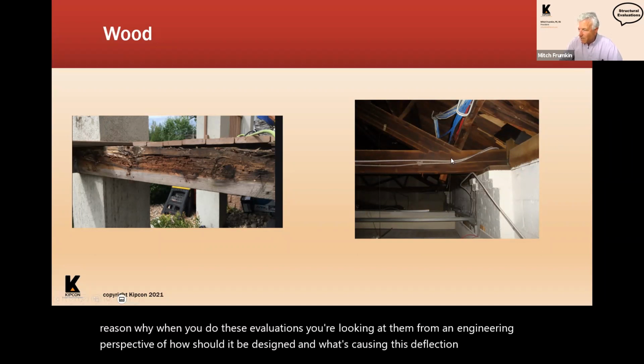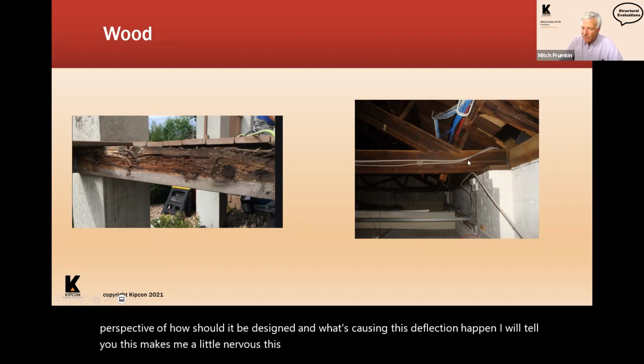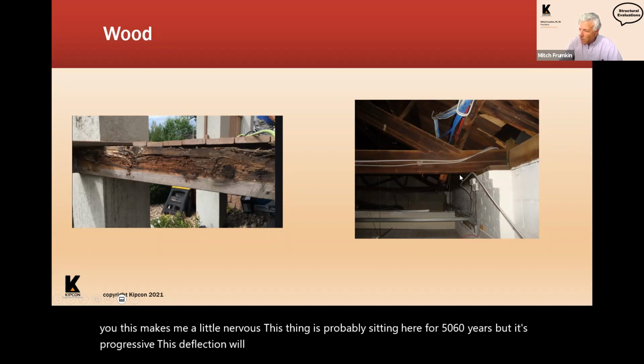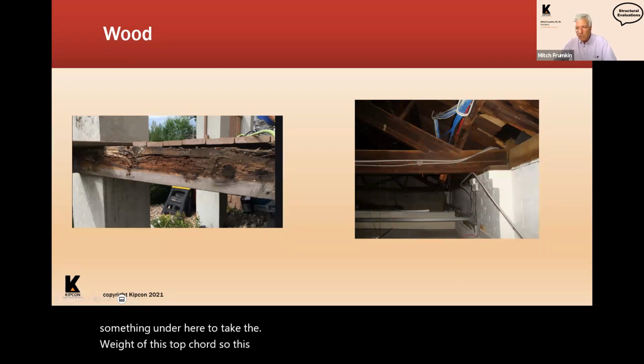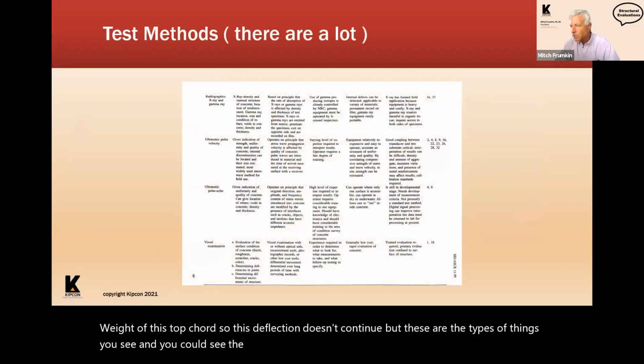I will tell you, this makes me a little nervous. This thing's probably been sitting here for 50, 60 years, but it's progressive. This deflection will continue, and there really needs to be some kind of column or something under here to take the weight of this top chord so this deflection doesn't continue. But these are the types of things you see, and you can see the engineering knowledge that's necessary.